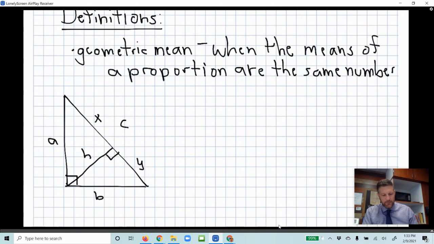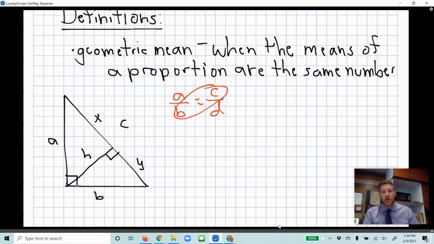There's just one definition, and it is a geometric mean. When you hear the word mean, you should think of the word average. But what the mean means here is when the means of a proportion are the same number. So if you remember a proportion, you have something like A over B equals C over D. And the means are these two right here, not the first, not the last, but the in between, the second and third numbers.